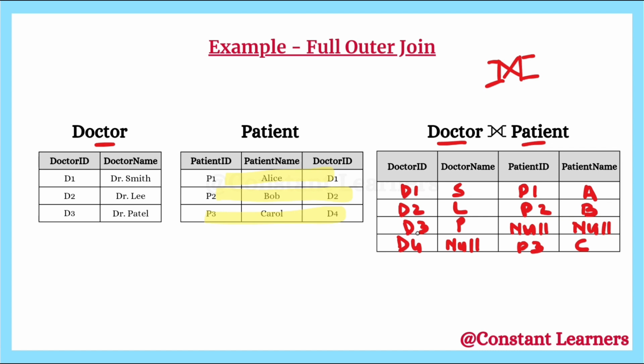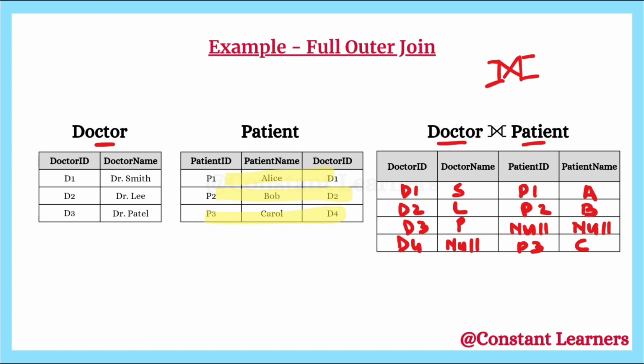So full outer join includes all records from both the tables, that is the doctor table as well as the patient table. We see that Dr. Patel has null values in the patient column because Dr. Patel has not been assigned any patients in the patient table. As well as Carol, patient P3 Carol, has null in the doctor name column. Why? Because the entry for Dr. D4 is not present in the doctor table. Alright, this is useful for comprehensive data retrieval because here it ensures that no data is left behind. If you see, all the entries from both of these tables are present in the output.